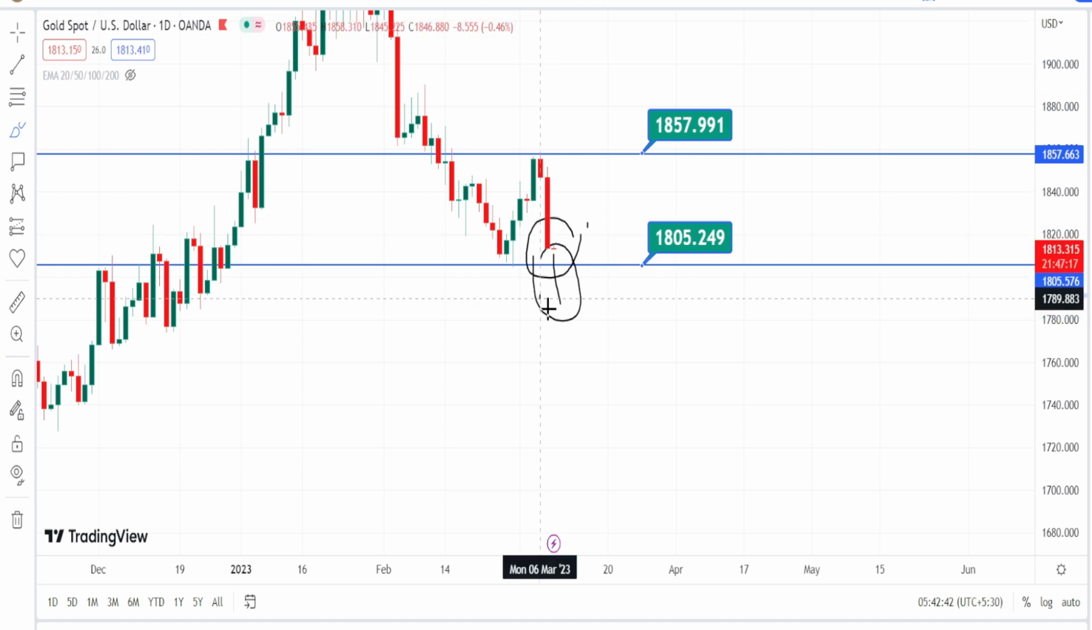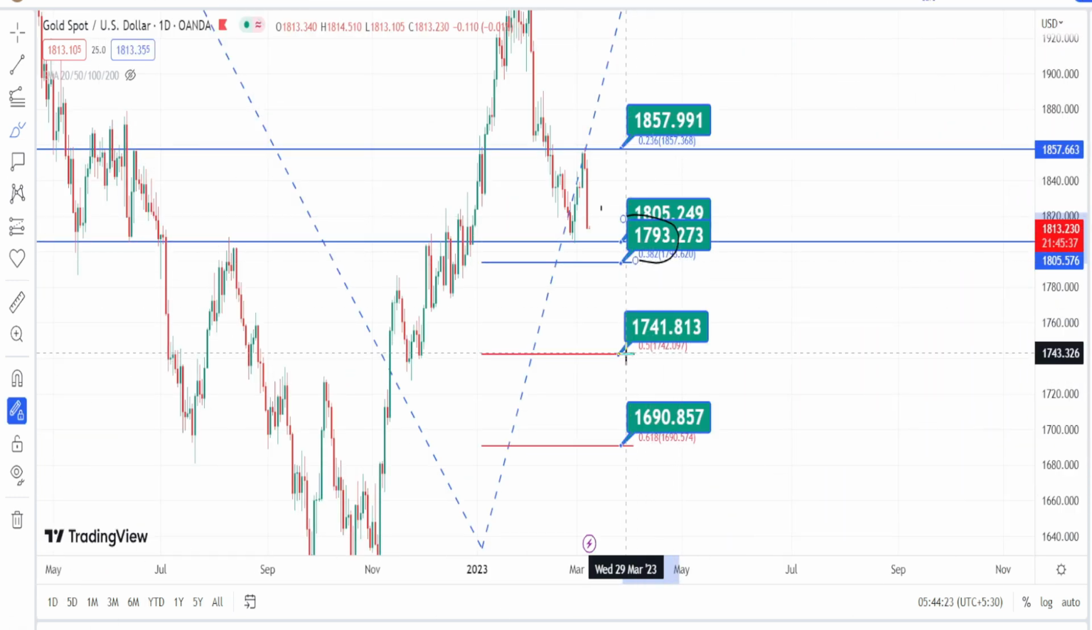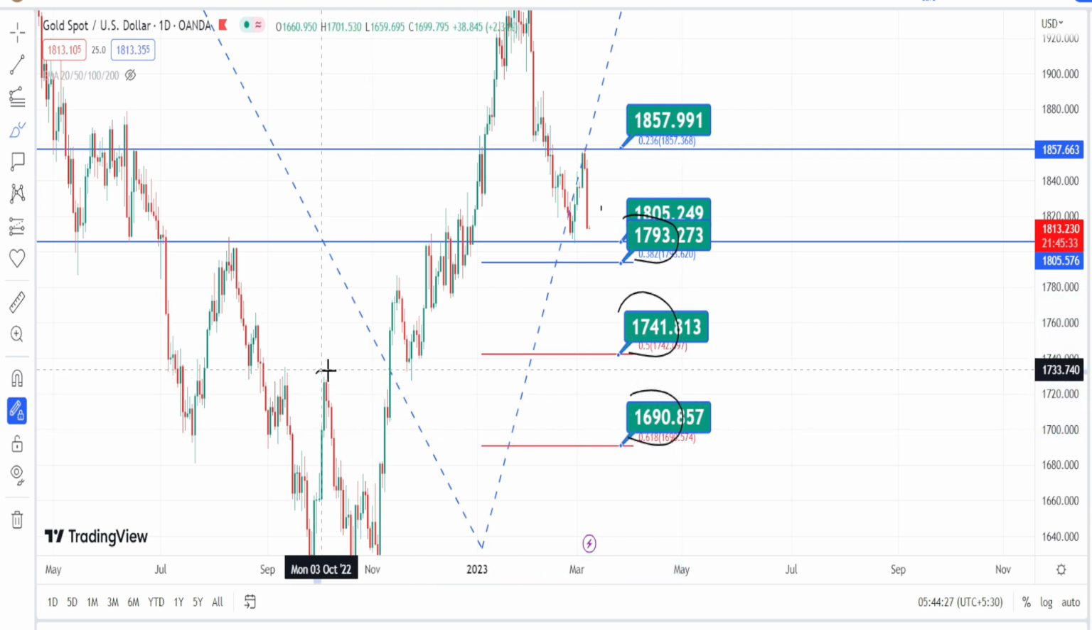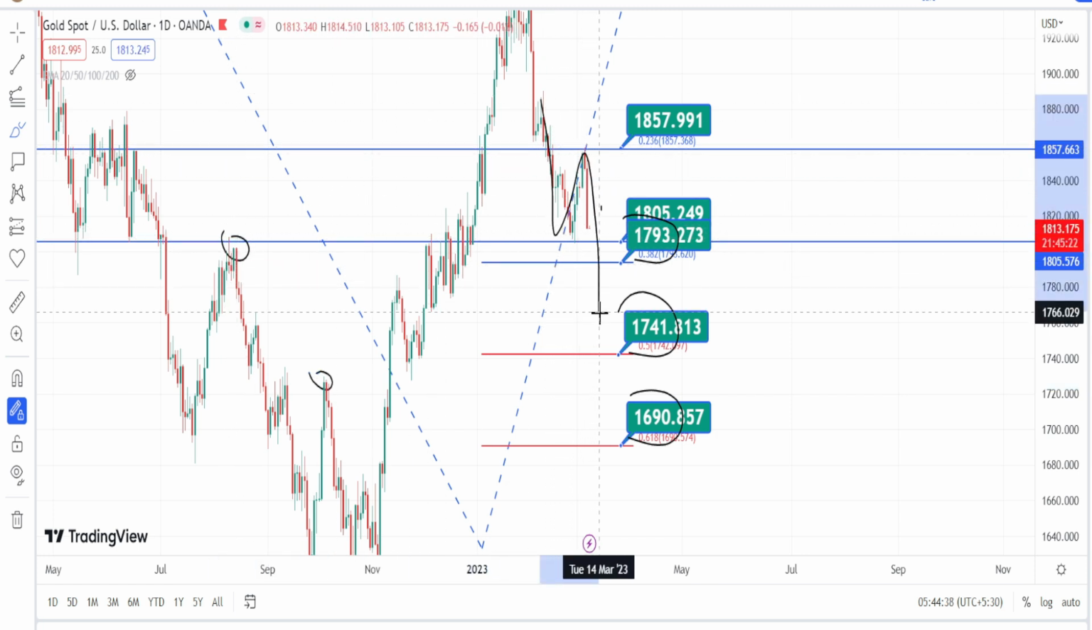So once the price action breaks this support level, next level of support is going to be around 1793, 1741 and 1690. These are all very strong support levels from the past price action. And if the bearish trend is still stronger, we can expect to break these previous support levels also, because the current trend of the price action is still in a bearish trend in daily time frame.